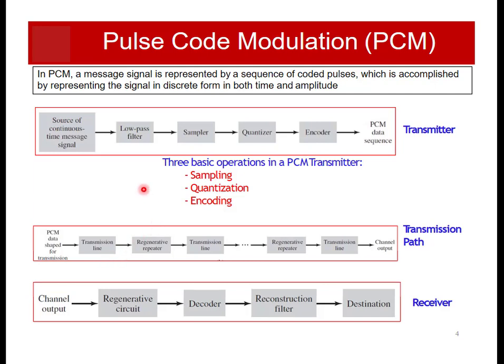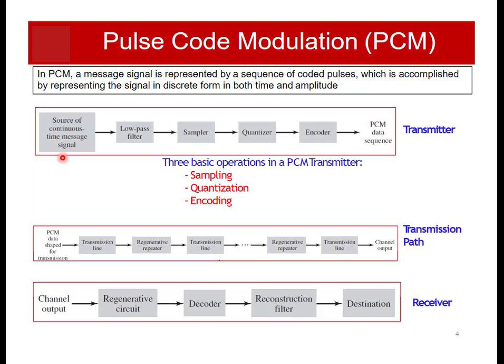So, here is the transmitter side. In the transmitter side, we have the source of continuous time message signal. One thing to note here is, whatever we speak is actually an analog signal. So, obviously, the source of the message must be an analog signal unless it is generated by computer. If it is generated by computer, then it is a digital signal, but otherwise, if this is human speech, then it must be an analog signal.